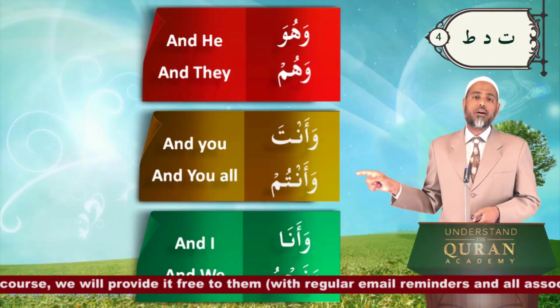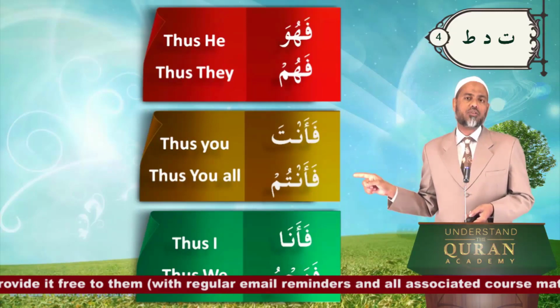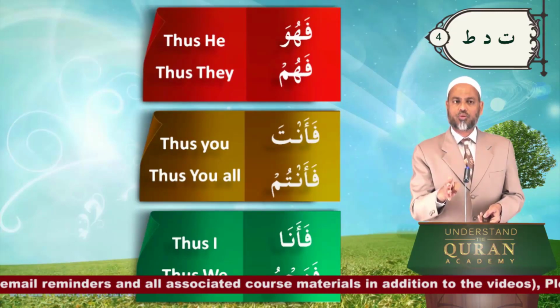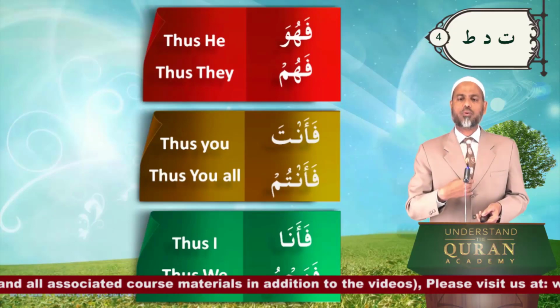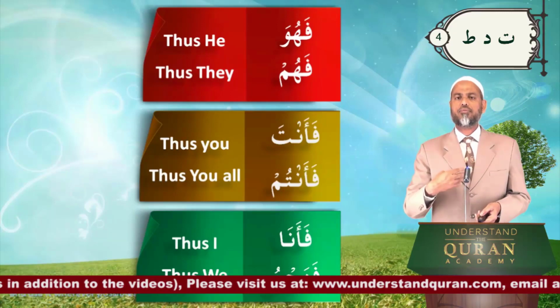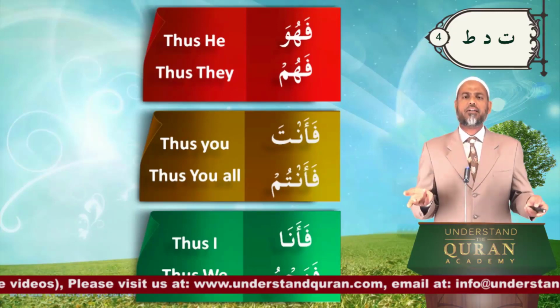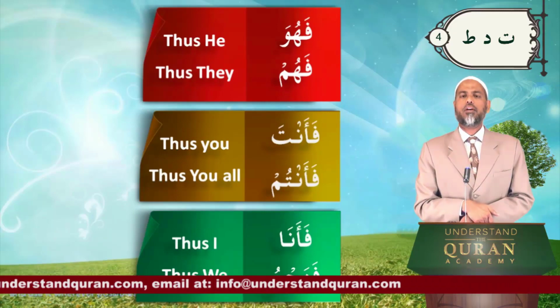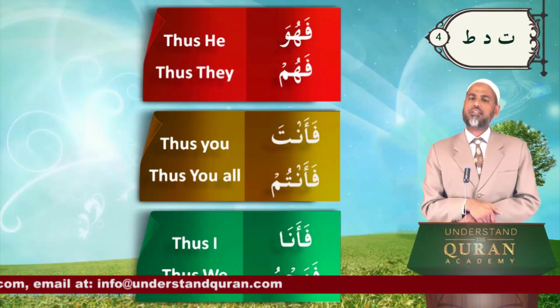Similarly, you can have fa. Fa means thus or so. Fa huwa, so he. Fa hum, so they. Fa anta, so you. Fa antum, so you all. Fa ana, so I. Fa nahnu, so we. Fa huwa, fa hum, fa anta, fa antum, fa ana, fa nahnu. So wa and fa can occur before any of the words. Repeat them and practice. That's it for now.